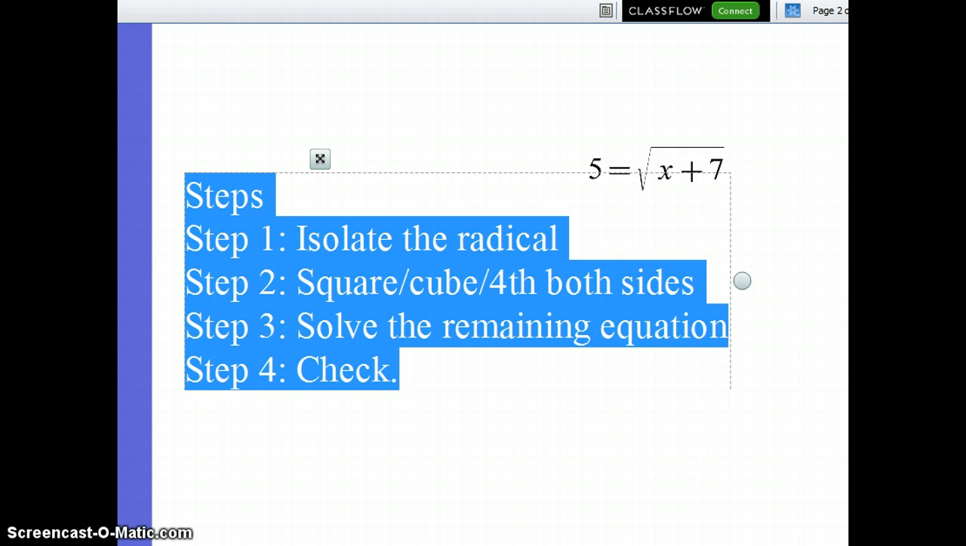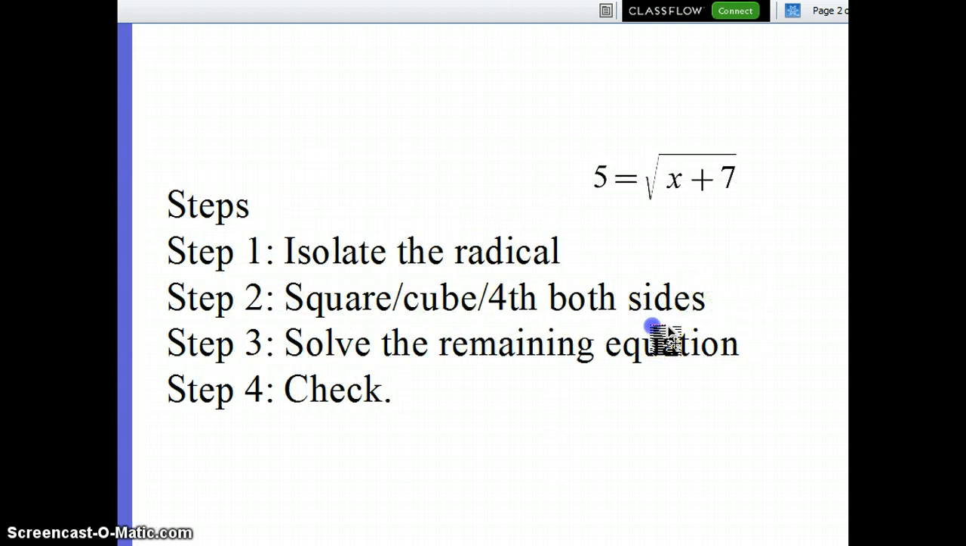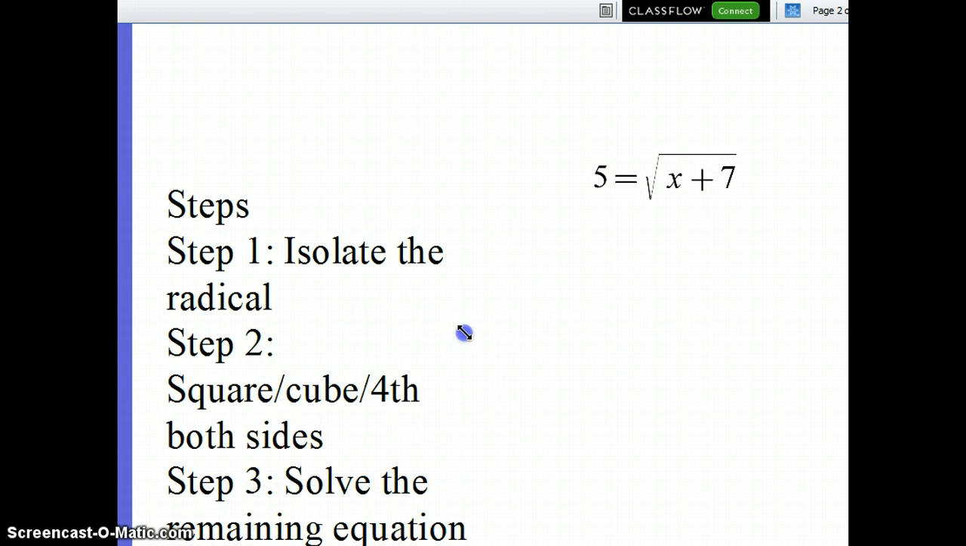I'm going to see if I can shrink this a little bit. And we'll get started on this one then. That did not work well at all, Mrs. Vogt.